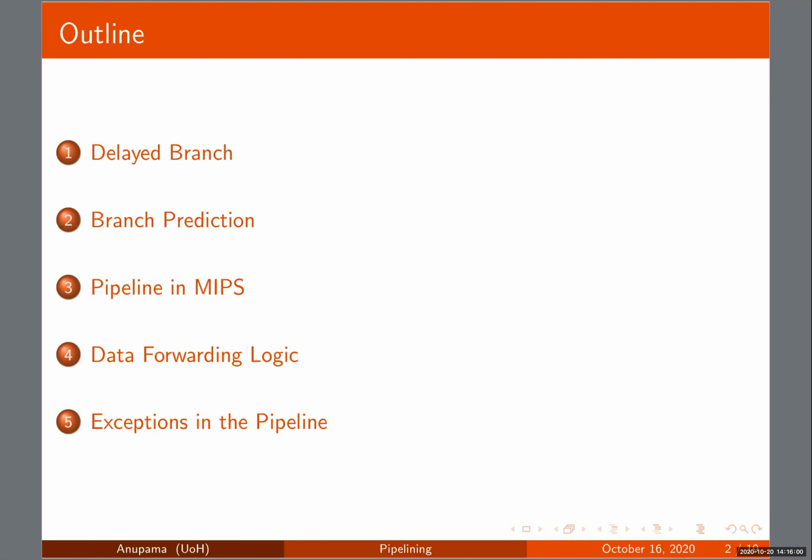Any other questions? So people understood the branch not taken optimization. Basically, assume that the branch is not taken.